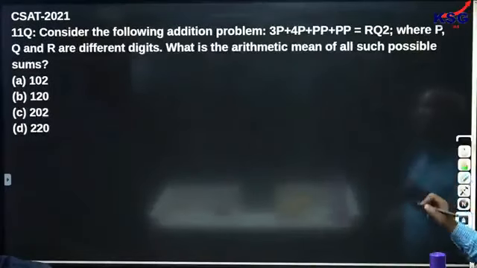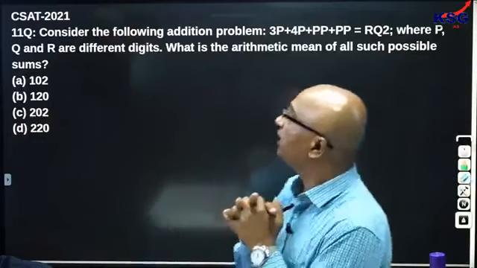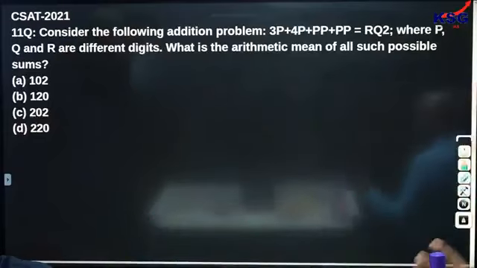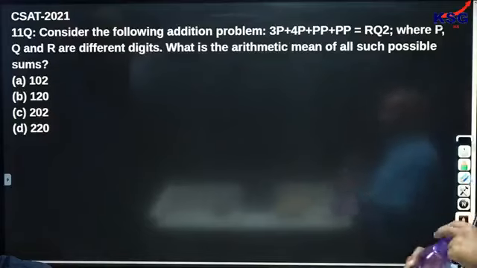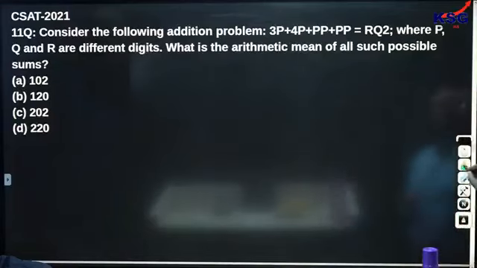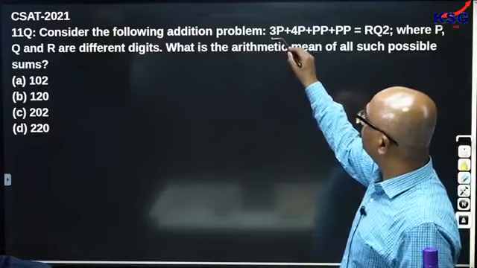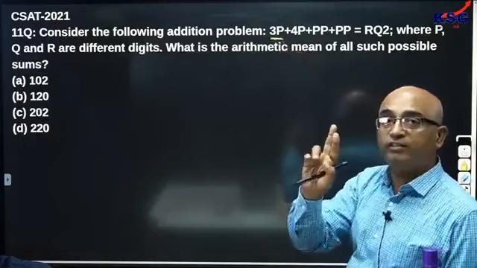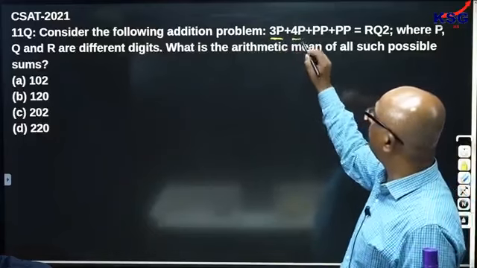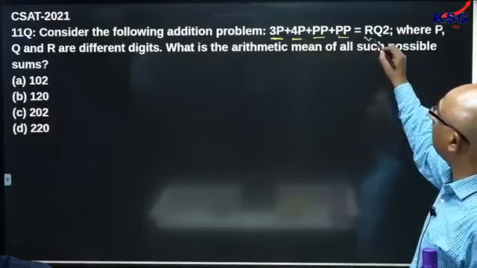Alphabets and digits related to addition. Everyone, please read question 11 two times. We will practice directly on the board. Alphabets and digits related to addition. Consider the following addition problem. 3P, students, 3P means a 2-digit number. 4P means another 2-digit number. So there are 4 numbers. When added together, the answer is RQ2.